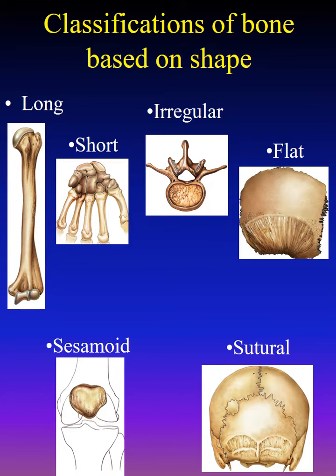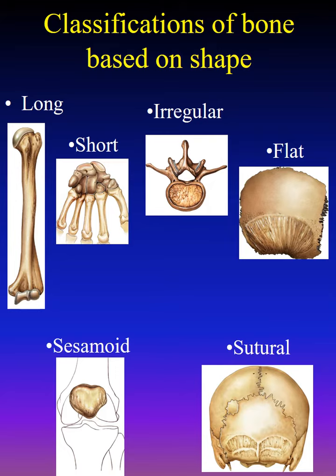Next we have flat bones, and these have flat, thin surfaces comprised of roughly parallel surfaces of compact bone, with an internal layer of spongy bone. They have extensive surfaces, which are sites for muscle attachment and protect underlying soft tissues. Examples of flat bones are the roof of the skull, the scapula, the sternum, as well as the ribs.